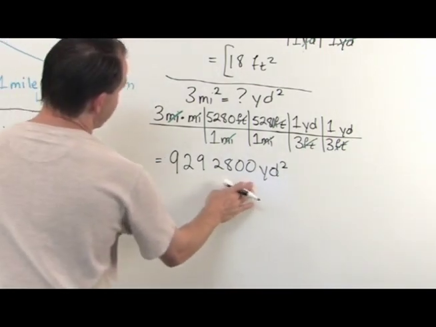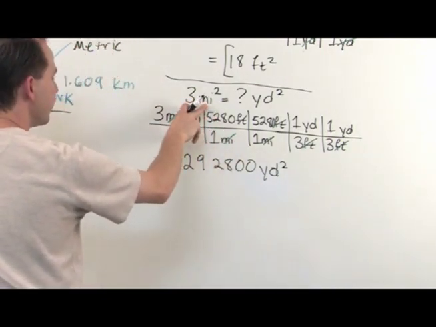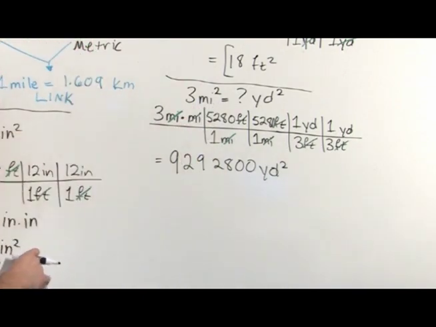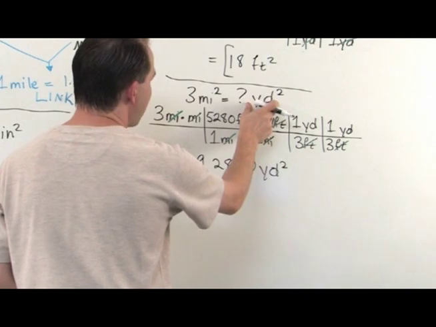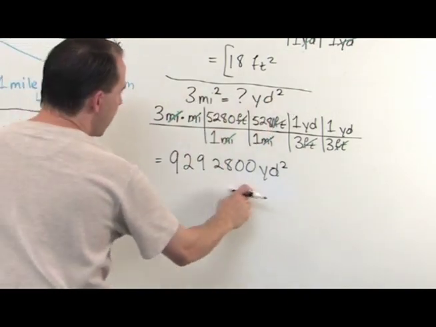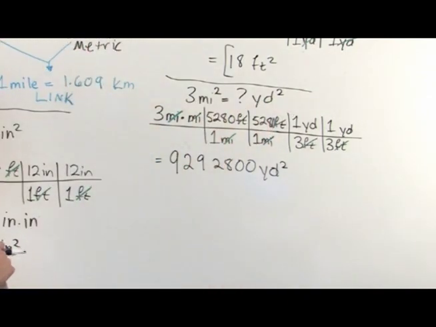And this actually makes sense because you start with 3 square miles, which, think about that, is a very, very large surface area. And it's going to take quite a bit of square yards to fit inside of that. So it's a whole lot. You know, it's 9 million, almost 10 million square yards.